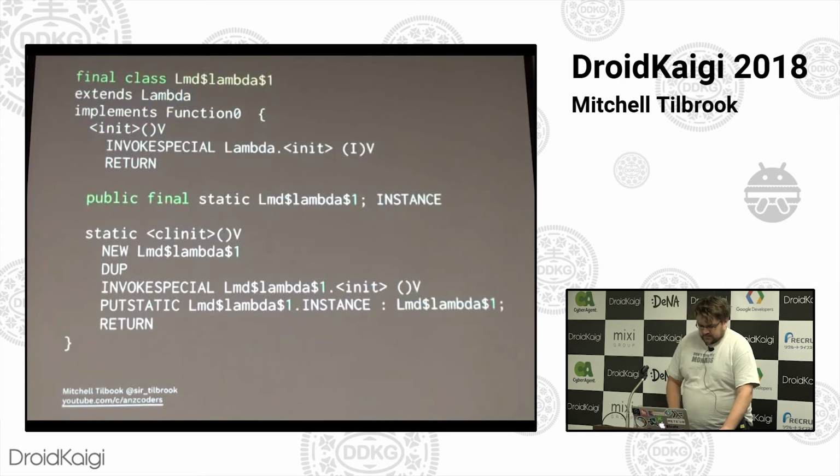So if we go look inside the Lambda, we can see that we're extending from the Lambda class, which is implementing Function0, which is going to just return nothing. I think there's about Function9, but if you're passing 9 arguments, you should probably be passing an object instead. And so we've just got a regular constructor and our static constructor, which is going to be used to initialize our instance, which is going to be recycled between things.